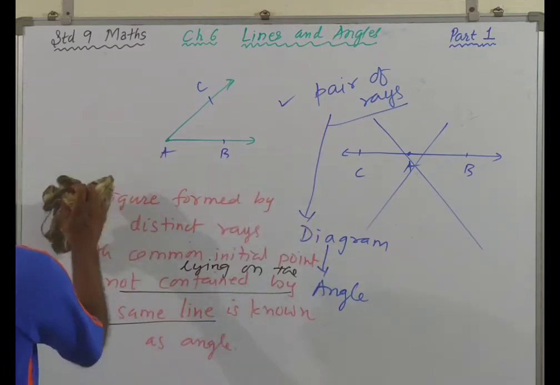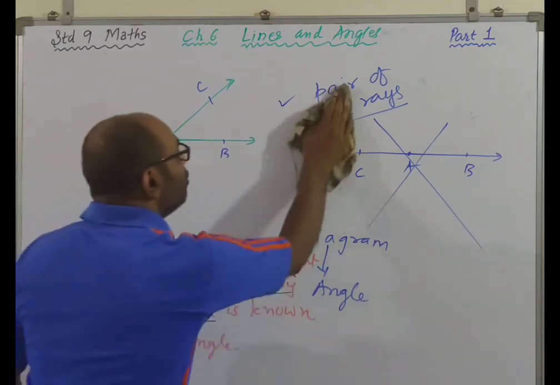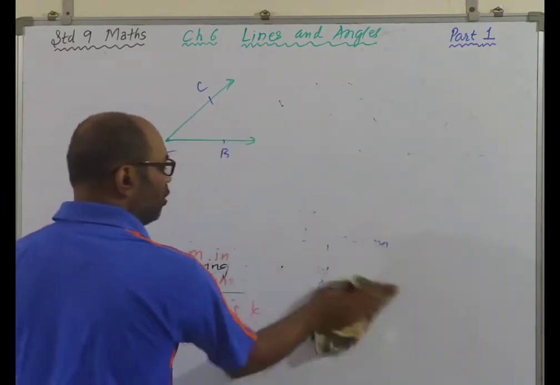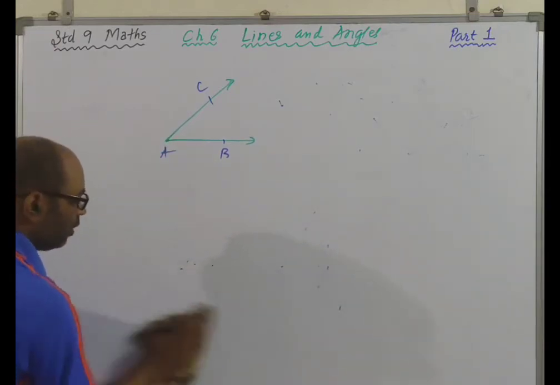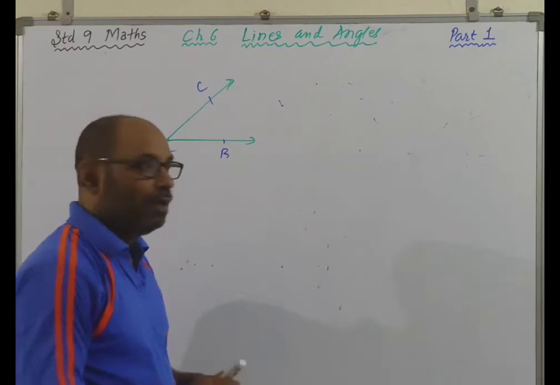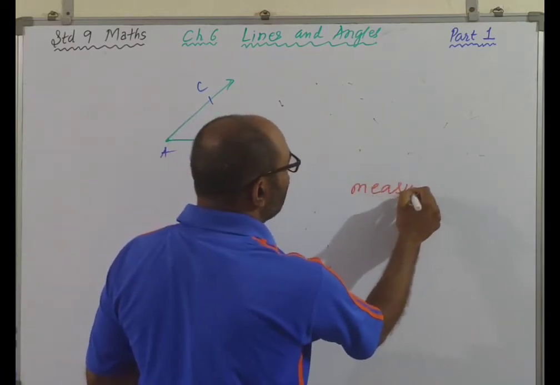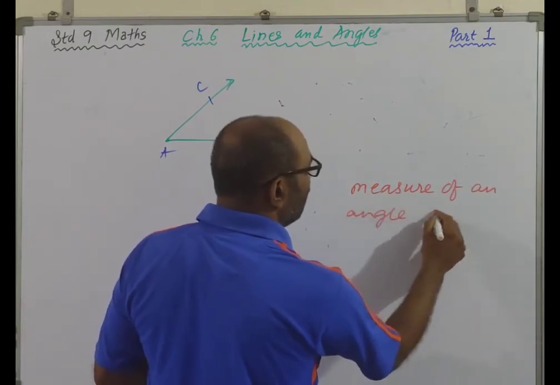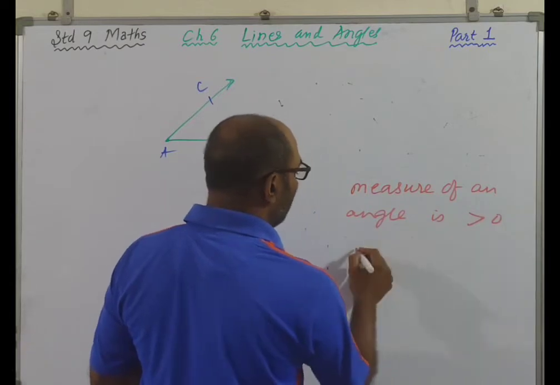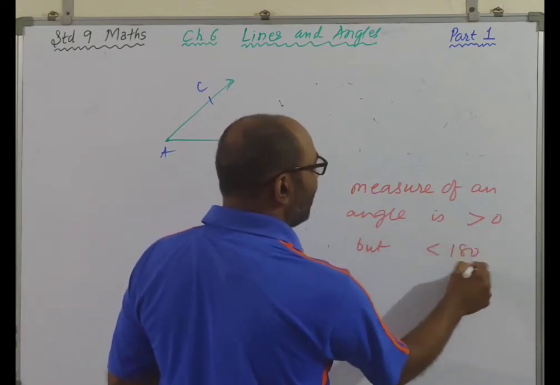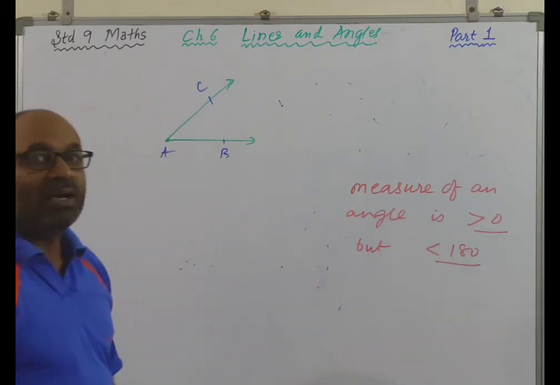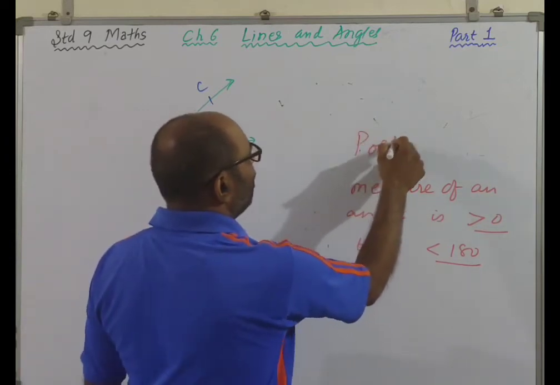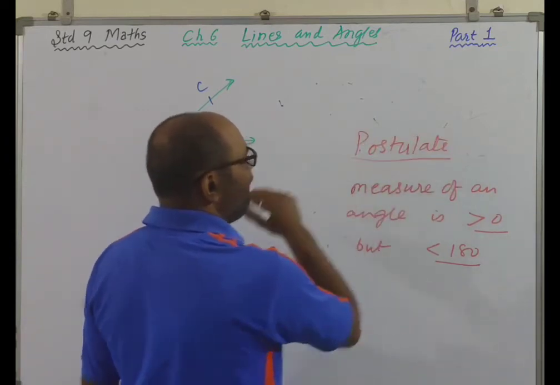What is the postulate for measure of an angle? There is a postulate for the measure of an angle. And what is that postulate, children? The measure of an angle is greater than 0 but less than 180. That is the postulate of measure of an angle.